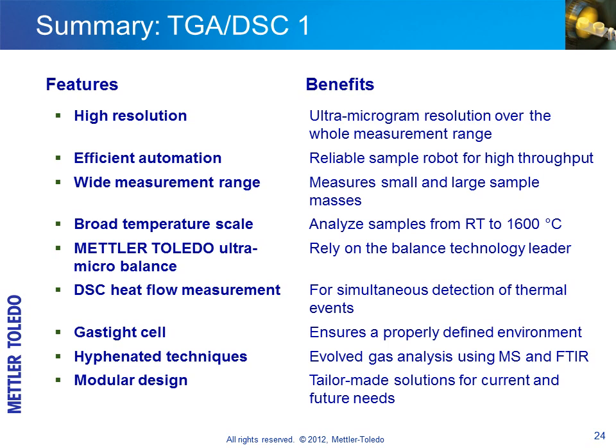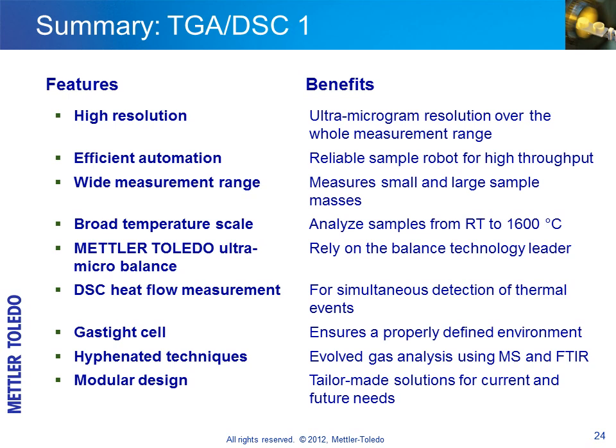The slide summarizes the features and benefits of the TGA DSC-1. The Mettler-Toledo TGA DSC instrument simultaneously measures weight loss and heat flow. For high-throughput applications, a sample robot allows easy automation of entire sample series. Even different types of crucibles can be measured with individual temperature programs. The modular concept of the TGA DSC permits options such as the sample robot, gas box, or hyphenated techniques to be added later on if required.